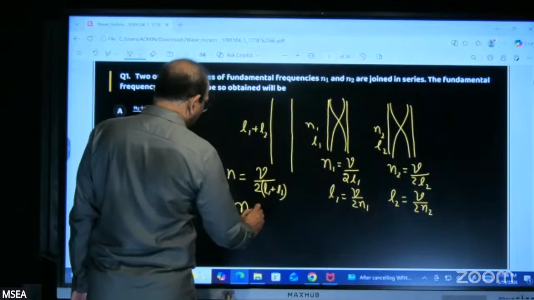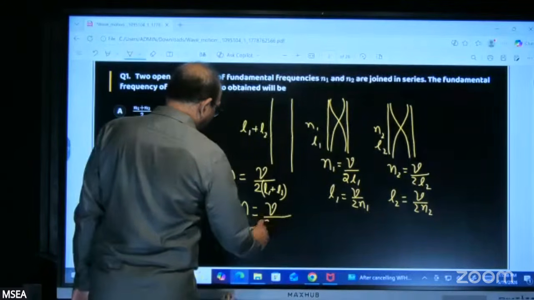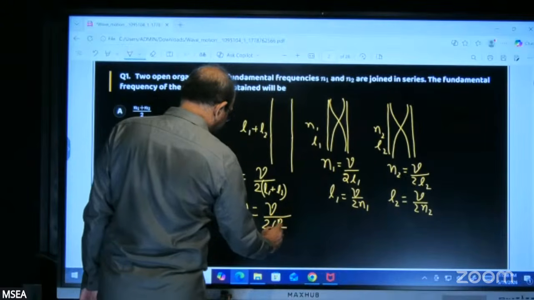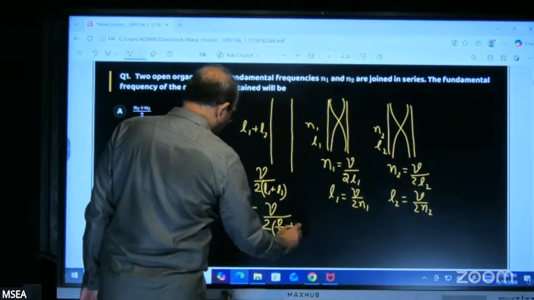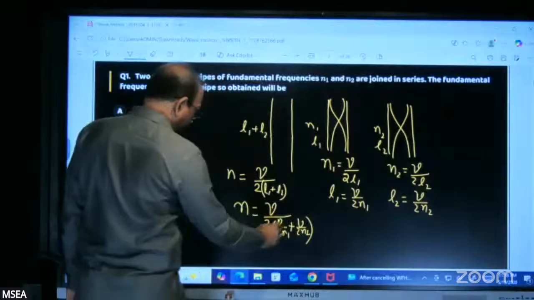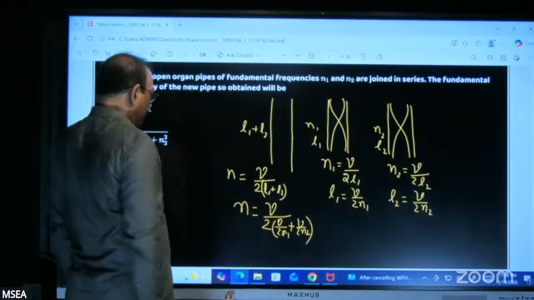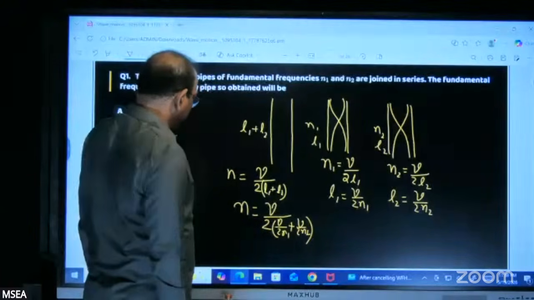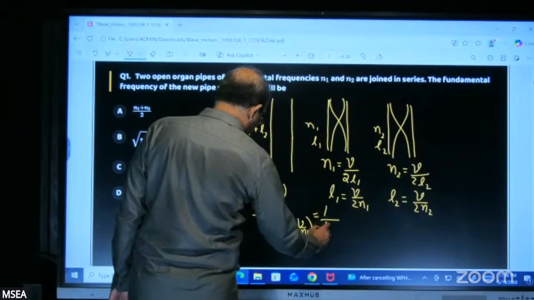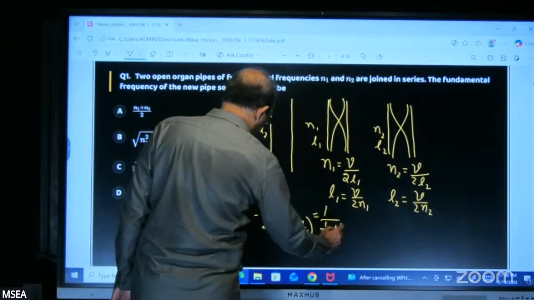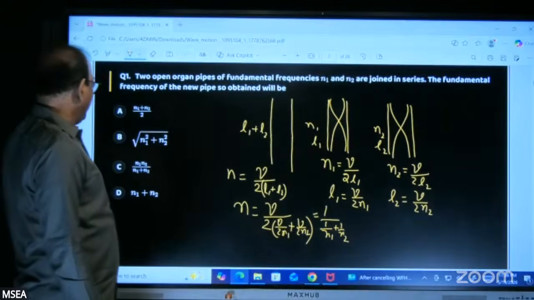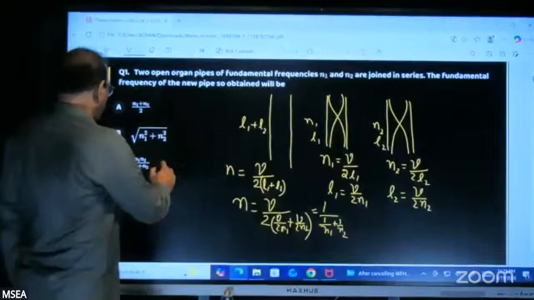Then in place of L1, I can write V by 2N1, and here V by 2N2. I can take V by 2 common. All the V by 2 gets cancelled. You will have 1 by N1 plus 1 by N2, that is N1 N2 by N1 plus N2, so the frequency is 2 N1 N2 by N1 plus N2.